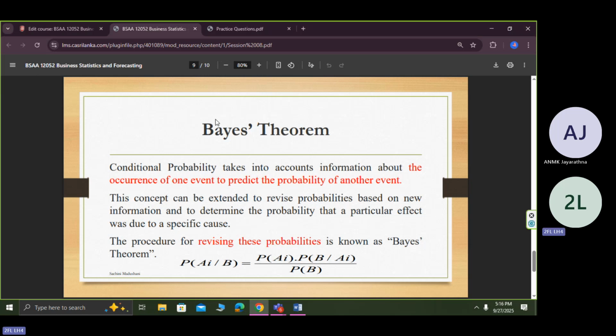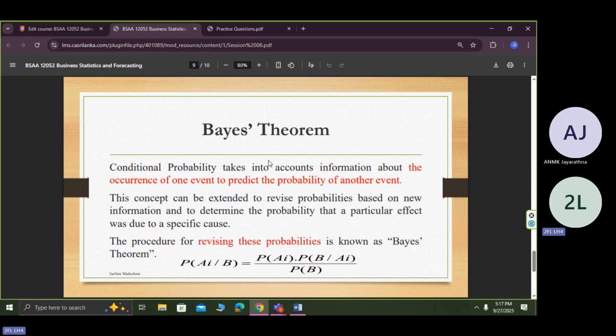Here, Bayes' theorem: conditional probability takes into account information about the occurrence of one event to predict the probability of another event. The Bayes' theorem is an application of the conditional probability concept. Here we discuss two events, but these two events do not occur together. Same concept here. Another way to say it, using Bayes' theorem, we calculate the revised probability.